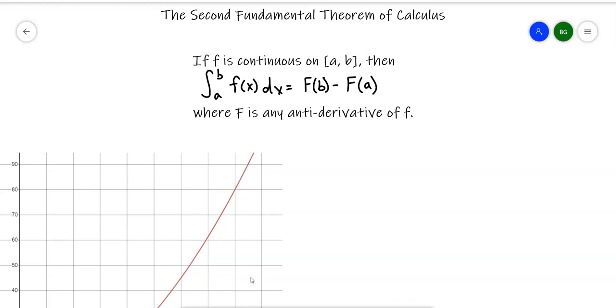And so maybe we could write this down. Let's say S of t is our displacement. Then we'll call V of t our velocity. So the relationship we need to remember is that V of t is the derivative of S of t, which is to say the velocity is the derivative of the displacement.